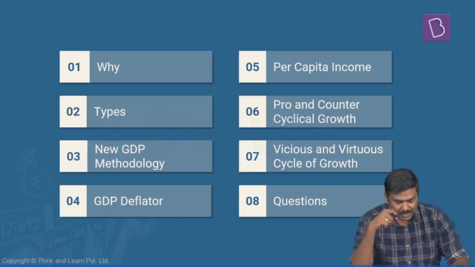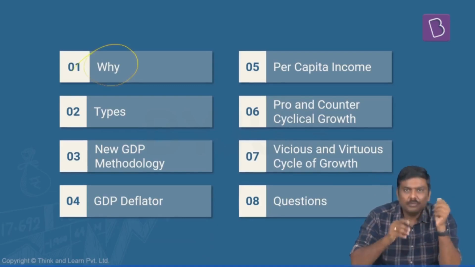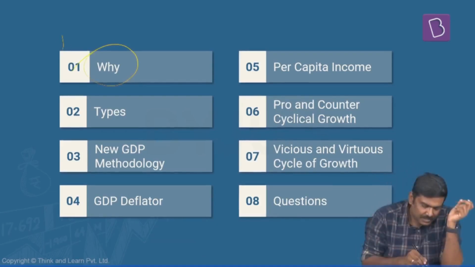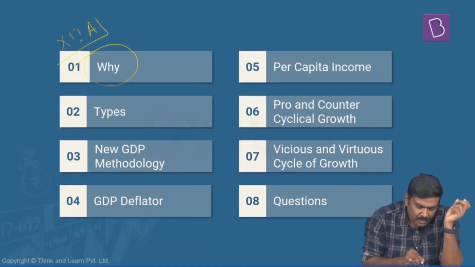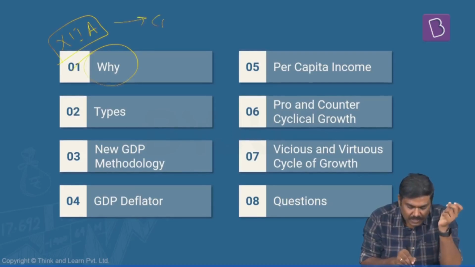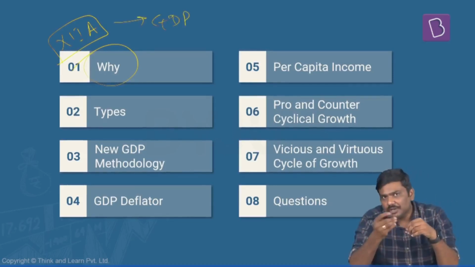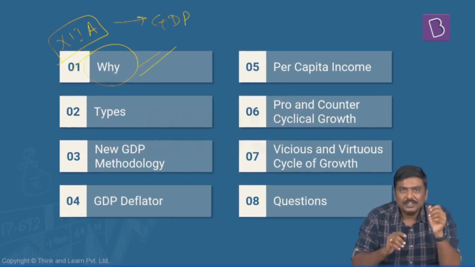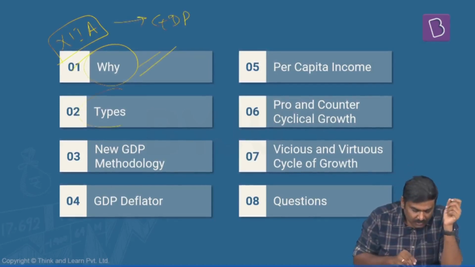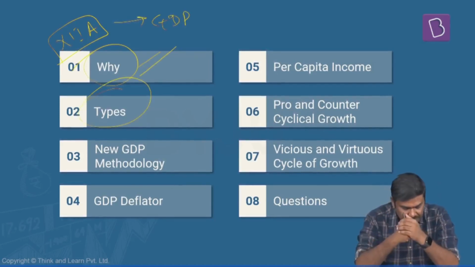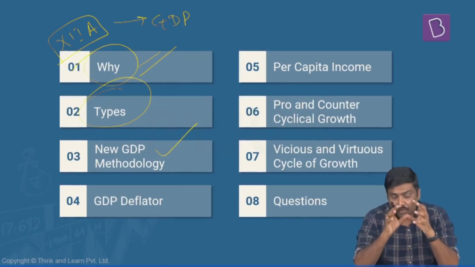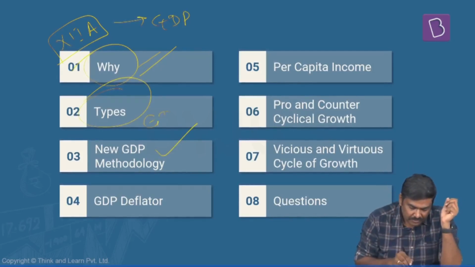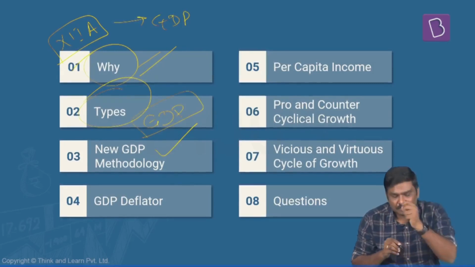Now, what I'll be discussing under this is, we'll start with why we need to measure aggregates, that is, national income aggregates. The most important one that I'll be using is GDP. Why do we need to measure this? What is the importance of this particular measurement? What are the types of national income aggregates? Within these types, we'll focus on the concept of GDP, which is very, very important from the exam perspective.